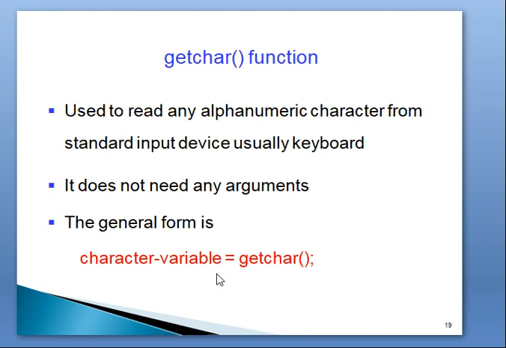The purpose of the getchar function is to read one character from the keyboard. Whenever the C compiler executes this instruction, it waits until the user gives the input character, and after giving that input character, it stores that character in the left hand side variable. This will happen.